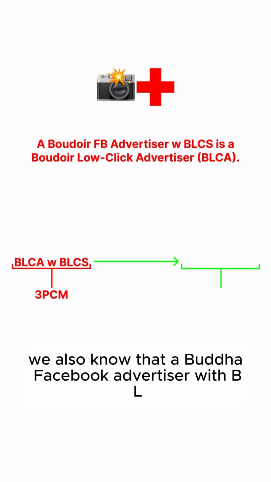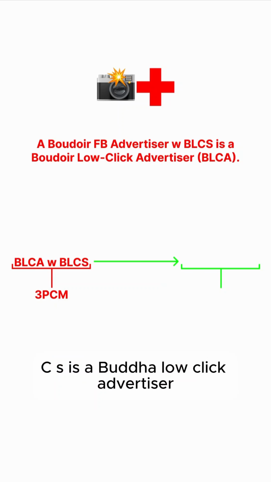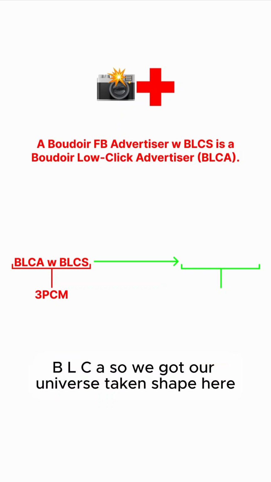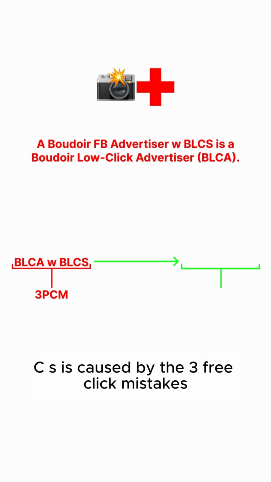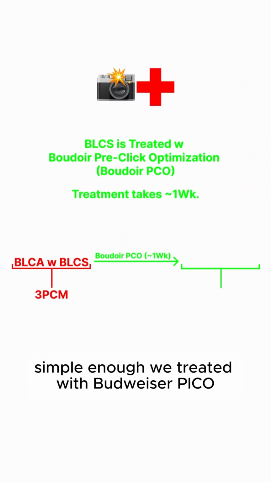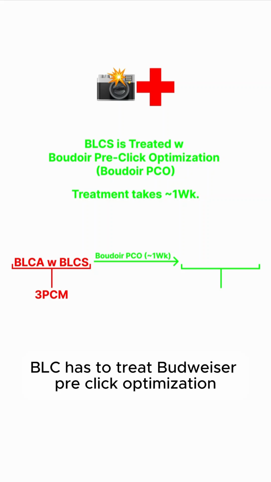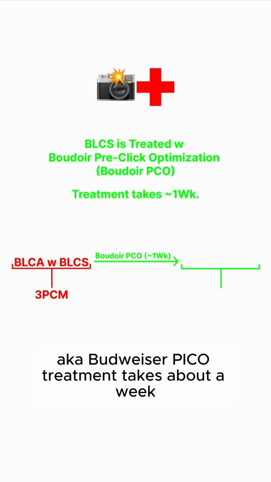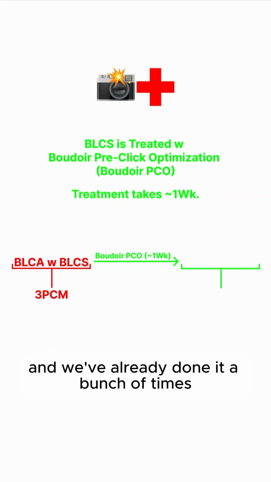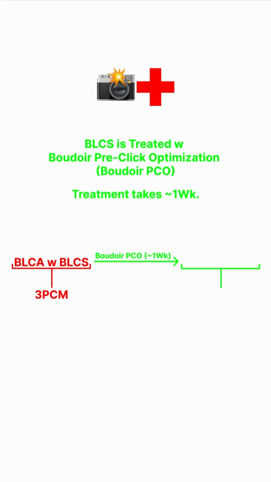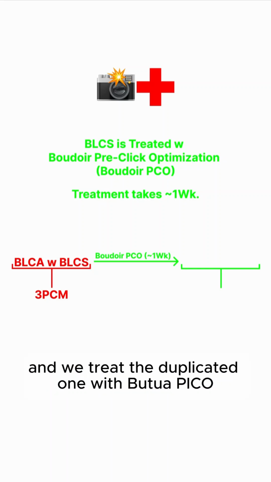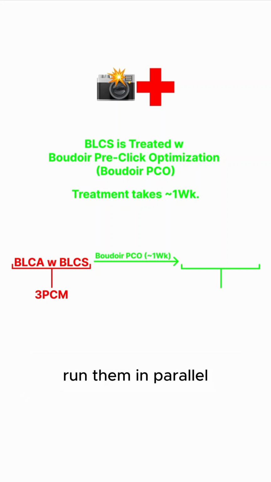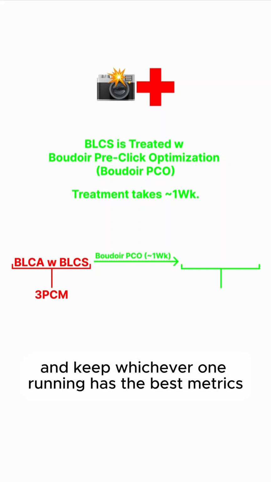We also know that a Boudoir Facebook advertiser with BLCS is a Boudoir low-click advertiser, BLCA. So we've got our universe taking shape here. A BLCA with BLCS is caused by the 3 pre-click mistakes. Simple enough, we treat it with Boudoir pre-click optimization, aka Boudoir Pico. Treatment takes about a week. We know this because we invented it, and we've already done it a bunch of times. We simply duplicate the original ad that has BLCS, treat the duplicate with Boudoir Pico, run them in parallel, and keep whichever one has the best metrics.